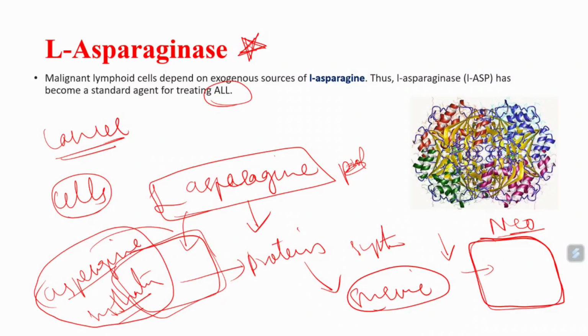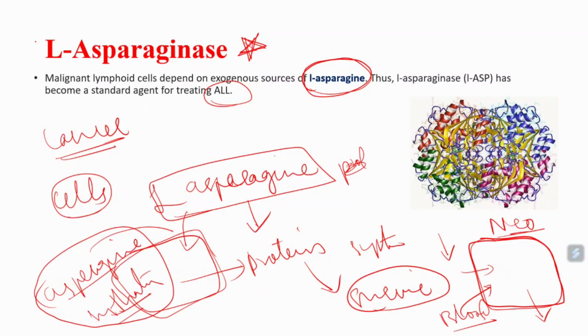So they depend on the L-asparagine from the blood. From the blood they take L-asparagine, and with that L-asparagine they try to survive. So one point you have to remember: the neoplastic cells will depend on external asparagine. They depend on external asparagine because they can't synthesize asparagine, because they don't have the asparagine synthetase enzyme.